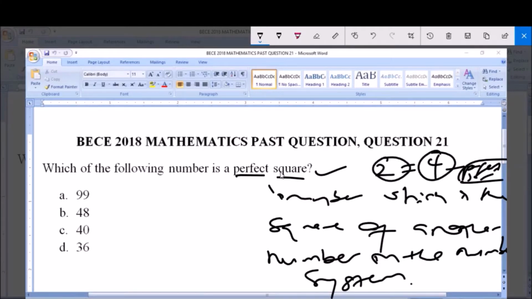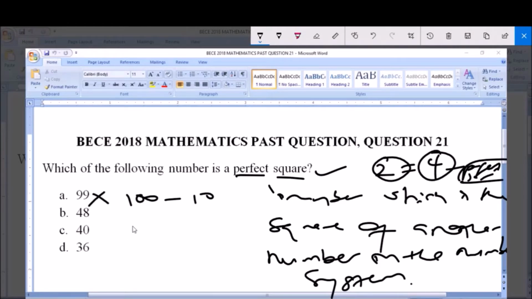Now the question says we should find which of the following is a perfect square. Now A here says 99, and in the number system there is no number you can take the square of that will give you 99. No number. Now the closest number to this 99 which is a square is 100, and 100 is the perfect square of 10. You can see now. So 99 is not a perfect square.